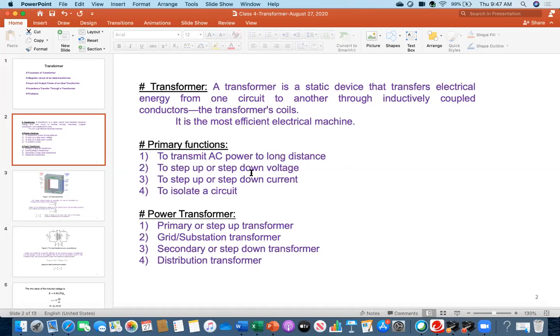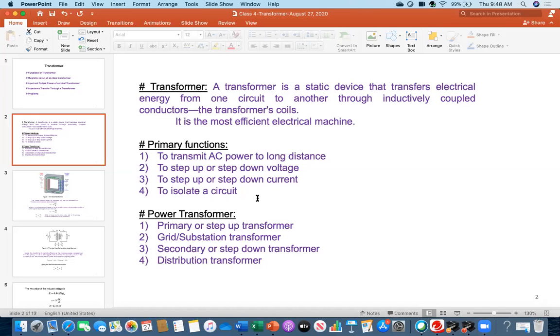In addition to transmitting AC power over long distances, what else does it do? It steps up or steps down voltage. Whatever level you need, you just design the coil number of turns accordingly. Then it can increase or decrease voltage. Similarly, it can increase or decrease the current. And it also provides isolation between two circuits. Soon I will show a picture, because there is no direct electrical connection between the two sets of coils. They are just magnetically linked, not electrically.